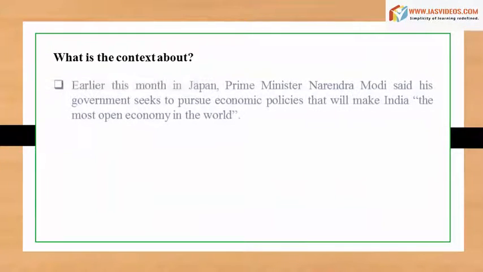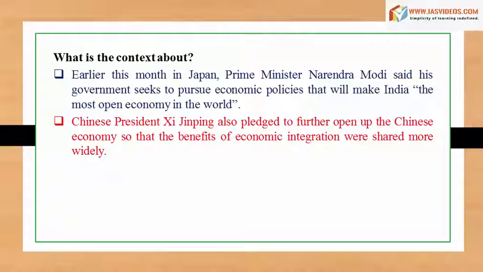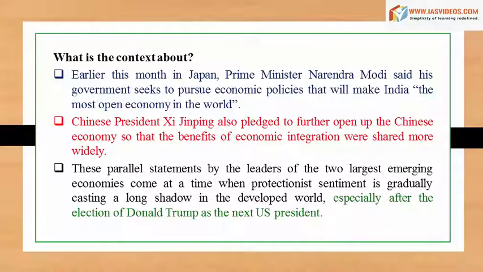What is the context about? Earlier this month in Japan, Prime Minister Narendra Modi said his government seeks to pursue economic policies that will make India the most open economy in the world. Chinese President Xi Jinping also pledged to further open up the Chinese economy so that the benefits of economic integration were shared more widely. These parallel statements by the leaders of the two largest emerging economies come at a time when protectionist sentiment is gradually casting a long shadow in the developed world, especially after the election of Donald Trump as the next US president.